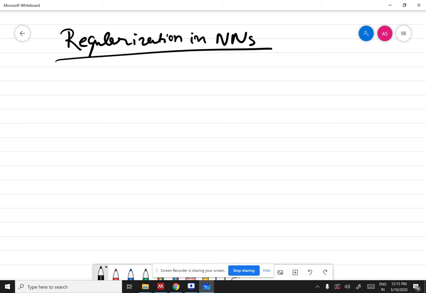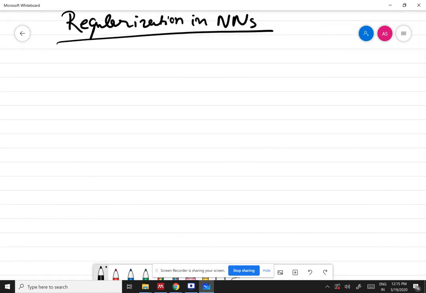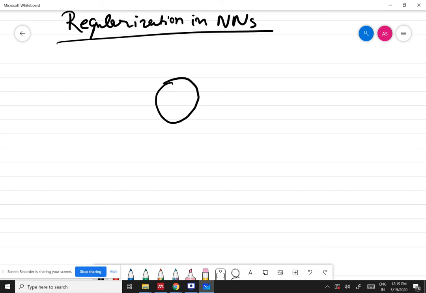So you can go back to the video of lecture number 12, and there you can see how we have discussed the regularization in terms of linear regression and logistic regression. As neural networks are basically composed of logistic units, their regularization is very similar to the regularization of logistic regression. So, for example, a logistic regression unit can be given something like this. Suppose this is a logistic regression unit, and this is the h of z, the hypothesis function output.